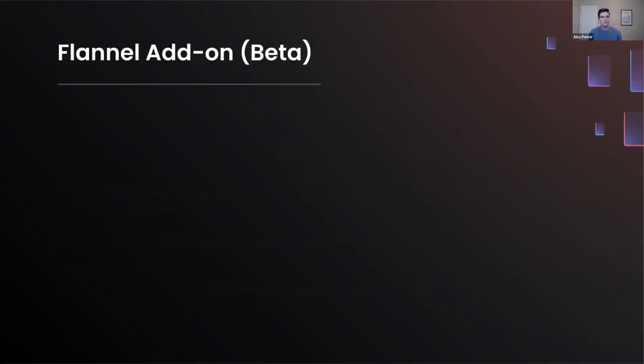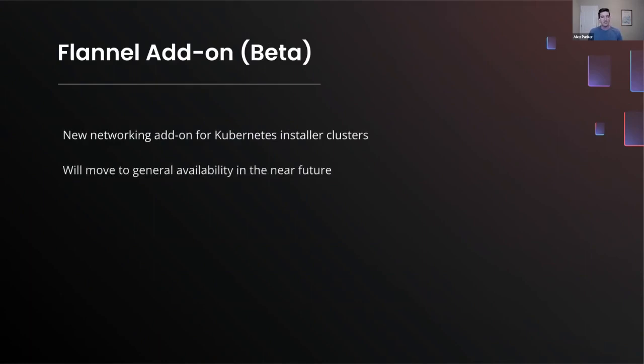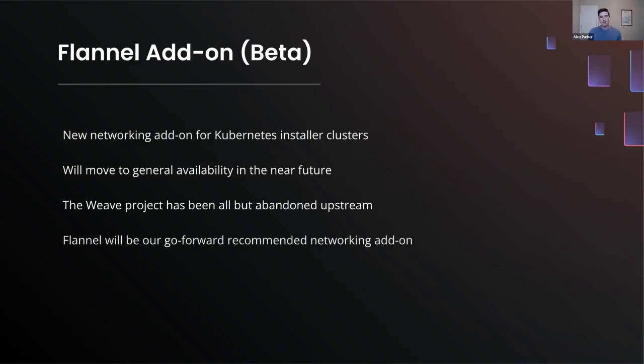And then finally, the last thing I'll touch on is the Flannel add-on, which is a Kubernetes installer add-on that's currently in beta. It's a new networking add-on for Kubernetes installer clusters and is going to move to general availability in the near future. Weave has been our networking add-on for some time, but that's been all but abandoned upstream. So we're moving towards Flannel as our go-forward recommended networking add-on in the future. And we're going to be supporting migrations over to that as this moves into general availability.